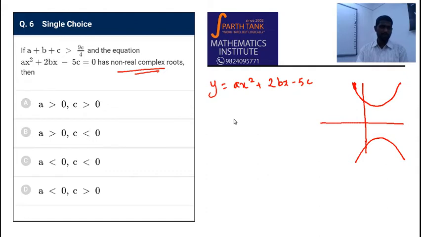And then some other conditions from these things should come. So one of these two cases, which case is it? And based on that, what can we say about the coefficients? That is what we are going to look at. Now they have given us a condition: a plus b plus c is greater than 9c by 4.